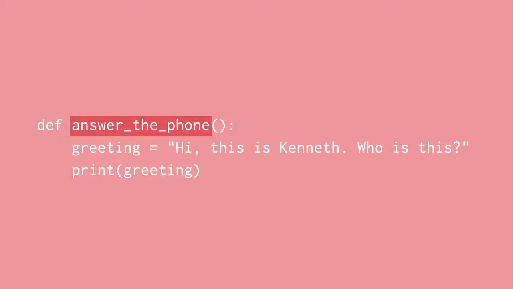Variable and function names should all be lowercase and use underscores instead of spaces. In fact, you can't use spaces in variable or function names. You also can't use hyphens, or Python will try to subtract things.